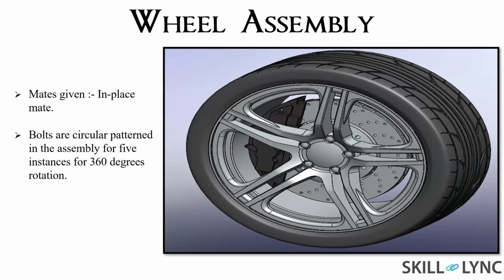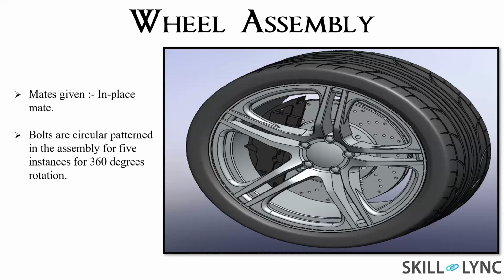For the caliper, I used the disc brake as a reference, so that it also gets an in place mate by itself. For the bolts, I only imported 1 bolt into the assembly, and the rest of the bolts were created with a circular pattern inside the assembly itself, for 5 instances over a rotation of 360 degrees.